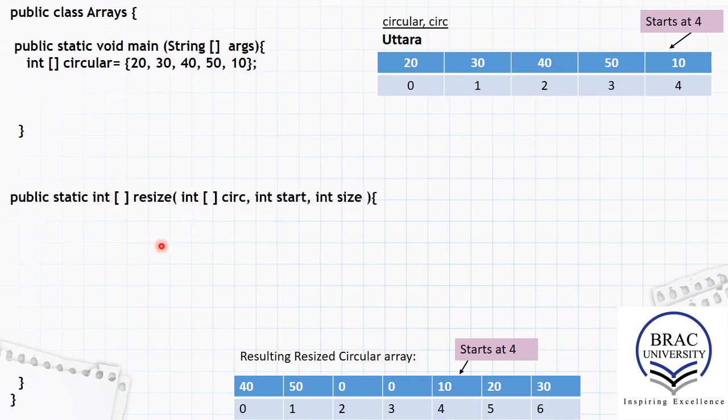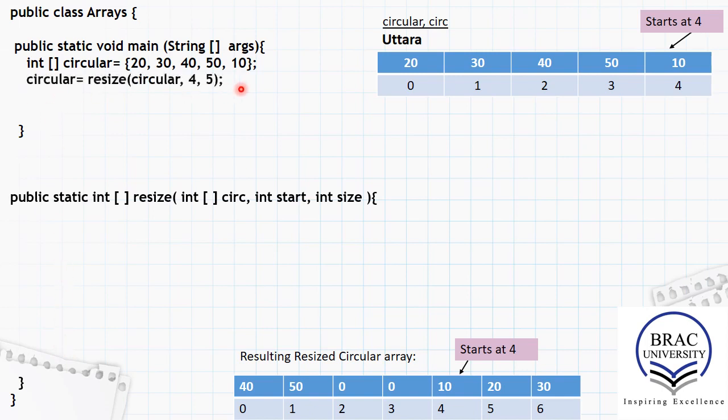So this is how my method should look. I've named my method resize, and it takes in a parameter of a circular array, the start value, and its size. I have kept the return type as an integer array because my goal is that I will pass this array, then a new array will be created with a bigger length, and then I will copy the values. So in the end, I must return the newly created resized array.